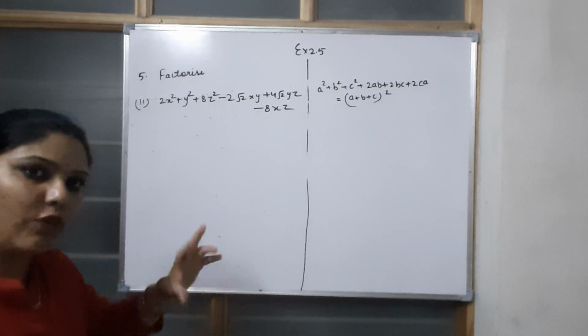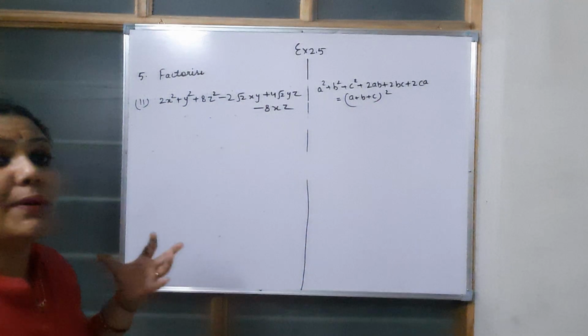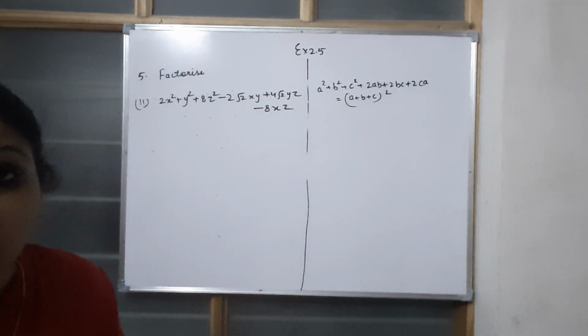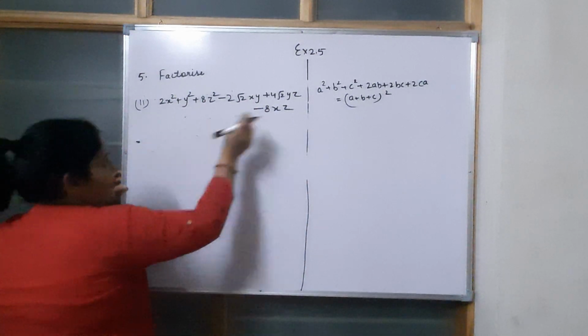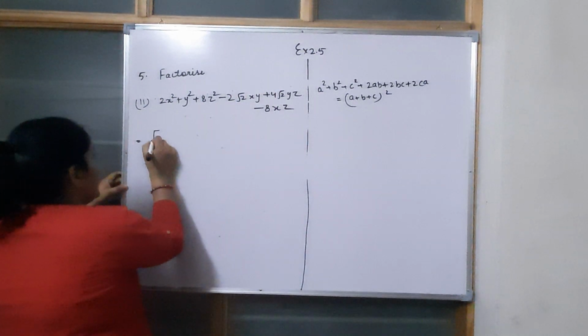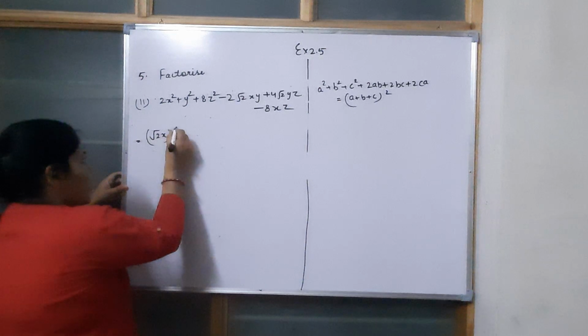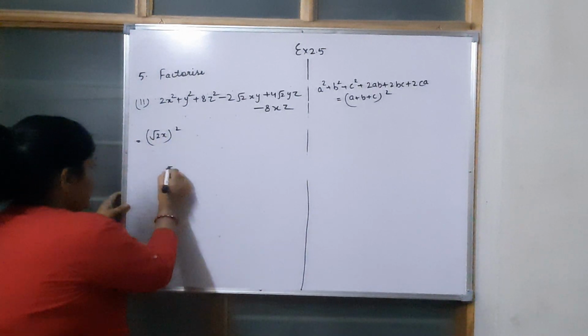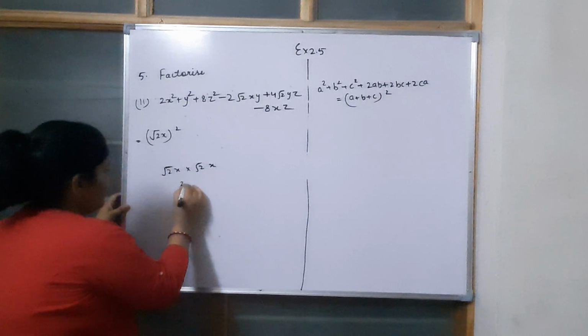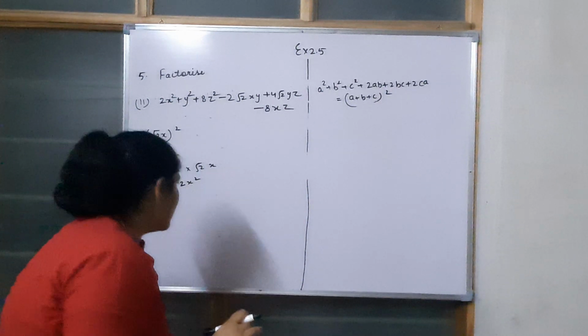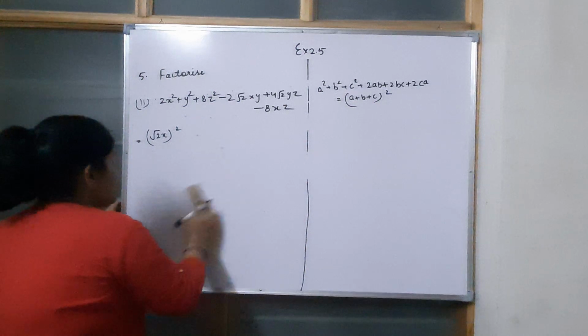You can change the form in which you are writing, but you are not supposed to change the values in maths while solving any question. So just look at this 2x square, we want to write it in perfect square form. So can we write it as root 2x whole square? Yes, because root 2x square means root 2x into root 2x, which is root 2 into root 2x square, right? So this is root 2x square.